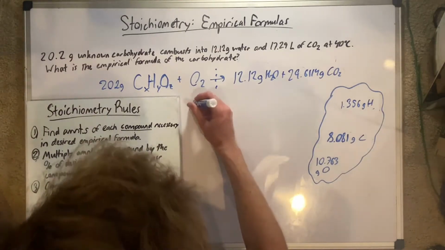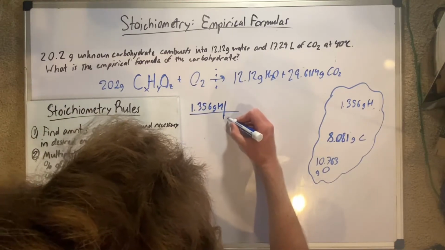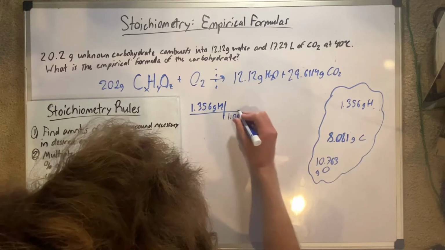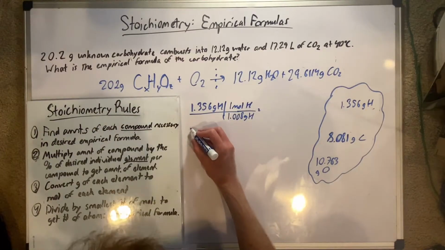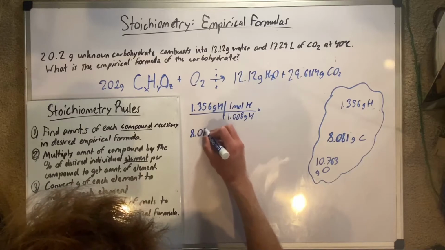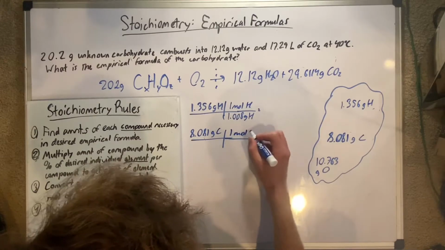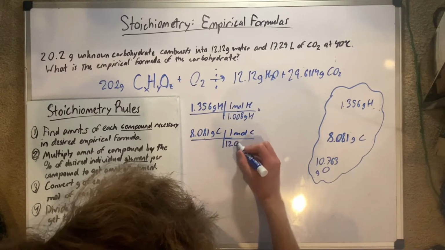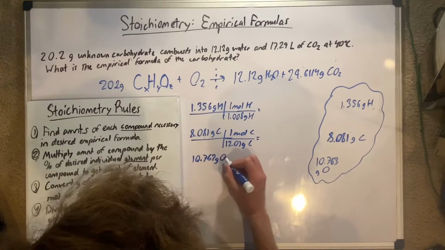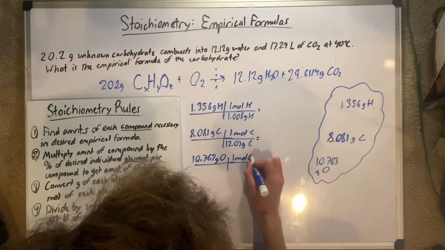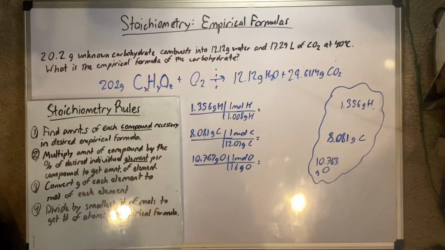So we'll just go 1.356 grams of hydrogen multiplied by the ratio. So 1.008 grams of hydrogen from the periodic table is 1 mole of hydrogen. And then we'll go 8.081 grams of carbon multiplied. So 1 mole of carbon is equal to 12.01 grams of carbon. And then we'll go 10.763 grams of oxygen is equal to 1 mole of oxygen over 16 grams of oxygen. And then is equal to.